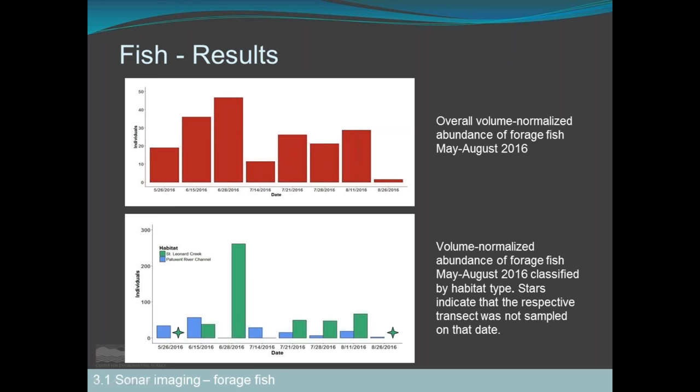The lower panel with the green bar shows the average fish abundance in the creek, and the blue bar shows the average abundance in the Patuxent River, in the river channel. So you can see where they choose to stay. There are a couple of instances where they were actually lower in the creek than the river channel. We'll talk about that towards the end. There are particular reasons: the sea nettles bloomed at that time. They drive the fish out of their optimal habitat.